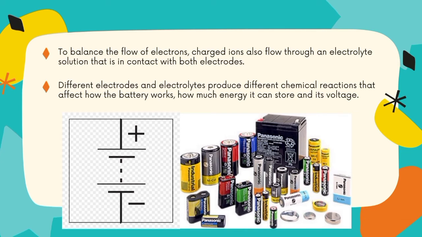To balance the flow of electrons, charged ions also flow through an electrolyte solution that is in contact with both electrodes. And different electrodes and electrolytes produce different chemical reactions that affect how the battery works, how much energy it can store, and its voltage.